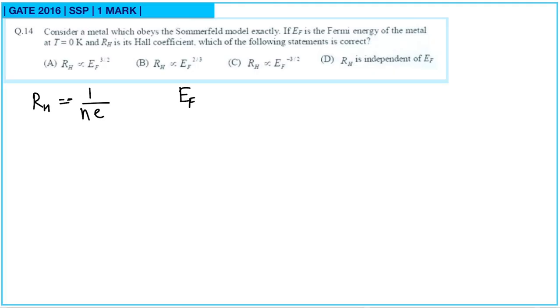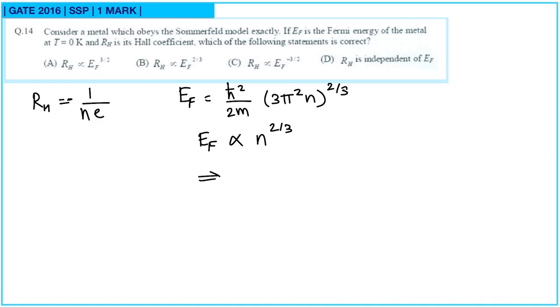And EF is equal to h cut square upon 2m into 3 pi square into n raised to 2 by 3. That means EF is proportional to n raised to 2 by 3, and that means n is proportional to EF raised to 3 by 2. So that means RH is proportional to EF raised to minus 3 by 2. So option number C is correct. Next question.